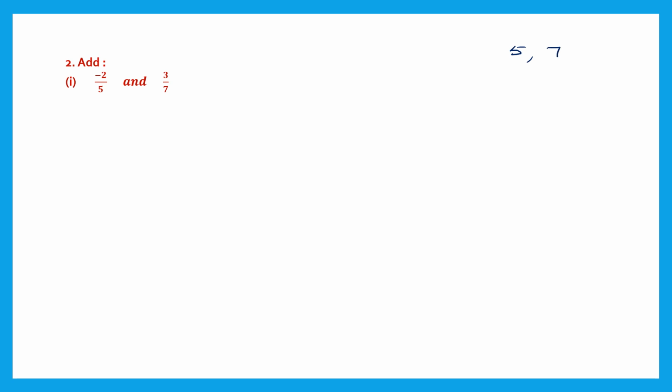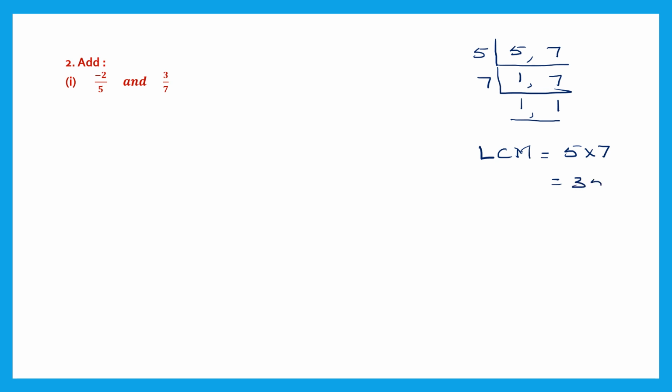So 5 and 7. We're going to find the LCM using prime numbers. We'll start with 5 itself. 5 ones are 5. We bring down 7. Now we do with 7. 7 ones are 7. So we stop there. So now LCM. What is our LCM? LCM is 5 into 7, which is 35. So now we're going to use this LCM as the common denominator for both. Okay. So here it's going to be 35.